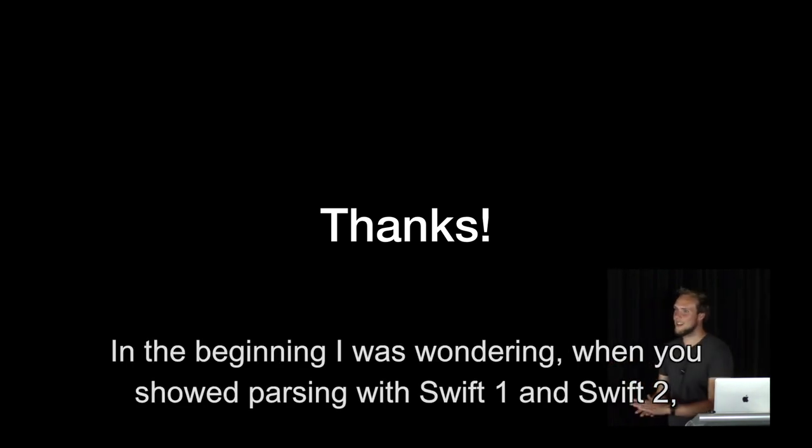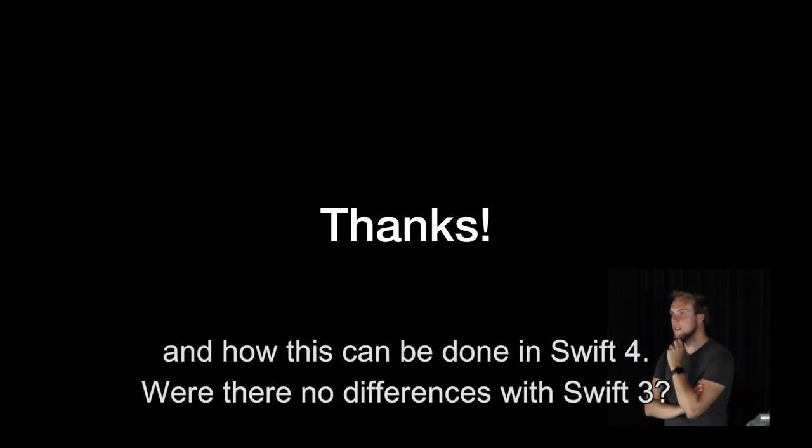At the beginning, I was wondering, because you said something about parsing with Swift 1 and with Swift 2, and that's going to be different with Swift 4. Were there no differences with Swift 3? None that were so big that I remember them. I think most of the things were the same, except I had to refactor a lot from AnyObject. So you had String AnyObject dictionaries to String Any. That's the one thing that I recall, but I don't think there were any other major breaking changes in that department.